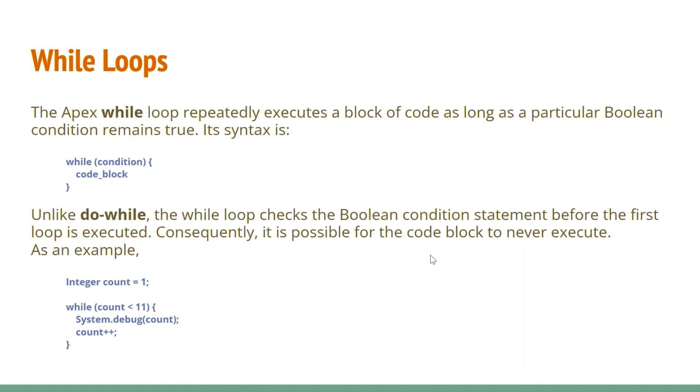Now, while loops. The Apex while loop repeatedly executes a block of code as long as a particular condition remains true. Its syntax is: while the condition, then the code block. Unlike do while, the while loop checks the Boolean condition first. Consequently, it is possible for the code block to never execute. If the condition is not met, it will not run. So in this case, integer count equal to 1, while 1 is less than 11, it will run. If it is while 1 is greater than 11, that is a false condition, so it will never run. But in the do while loop, it will run once.